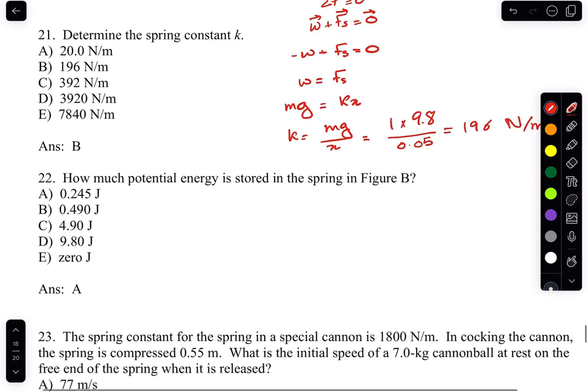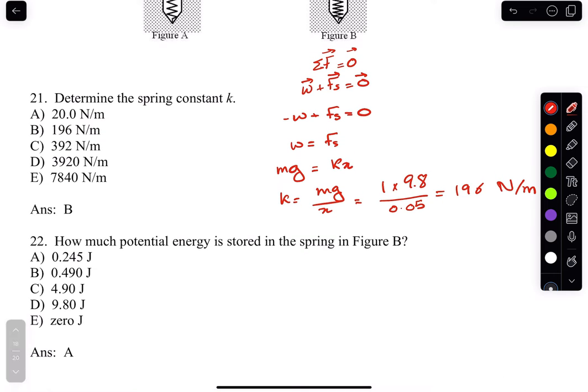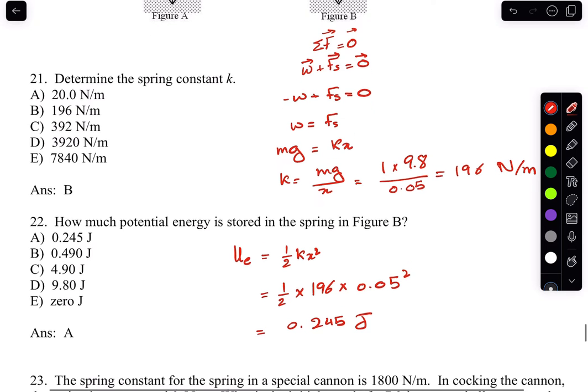Now, in the next question, we want to find the potential energy stored in the spring in figure B. The potential energy stored in the spring, this is the elastic potential energy, and this is equal to half kx squared. The spring constant, we found it in the previous part, it is 196 newtons per meter, and x is given to be 0.05, squared, so we can solve for the energy stored in the spring.